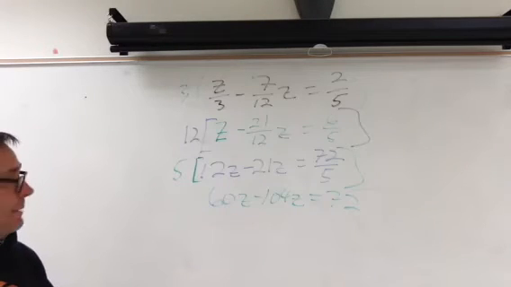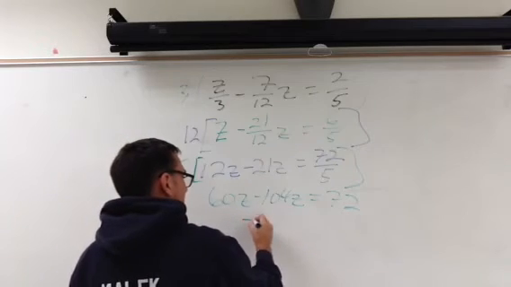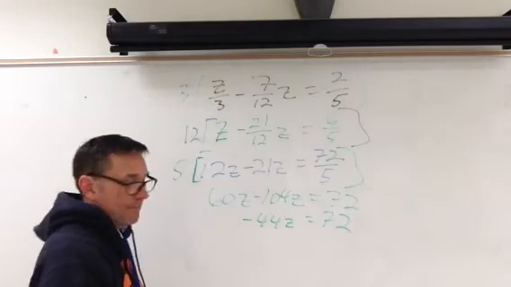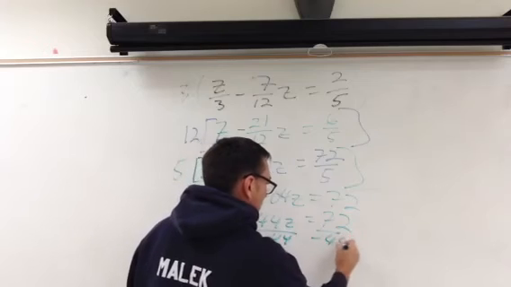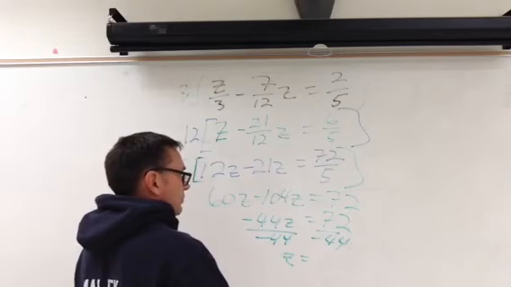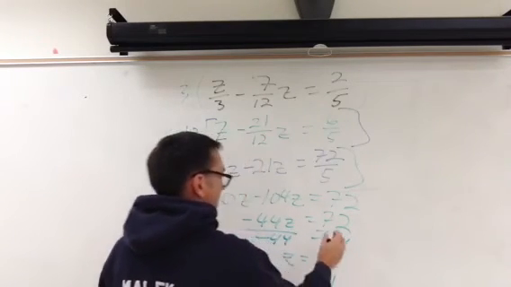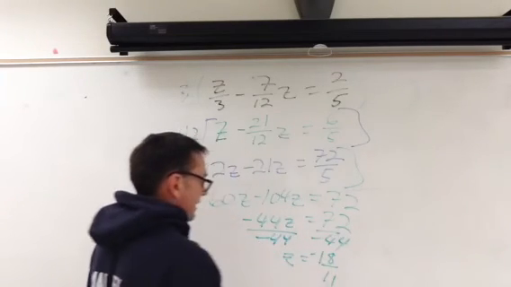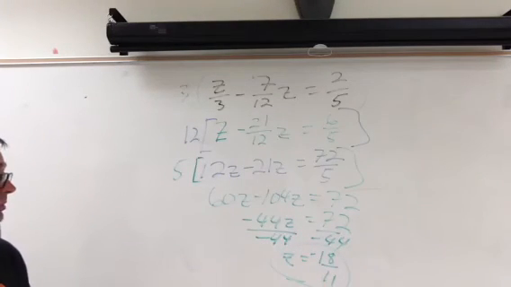Now, all of our denominators are gone. I can combine these two like terms, and I think it's negative 45z equals 72. And then finally, divide by negative 45. And this reduces to, it's 5 on the bottom, negative 8/5. Whatever that is as a fraction, or as a decimal.